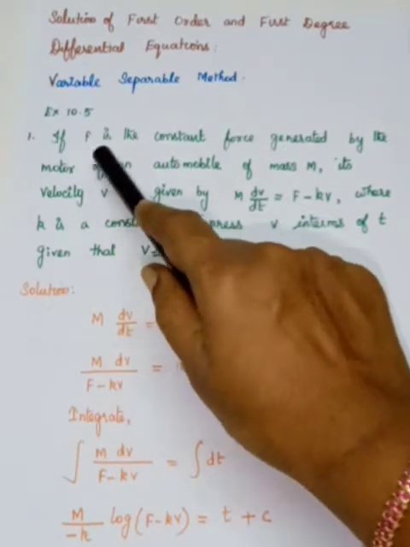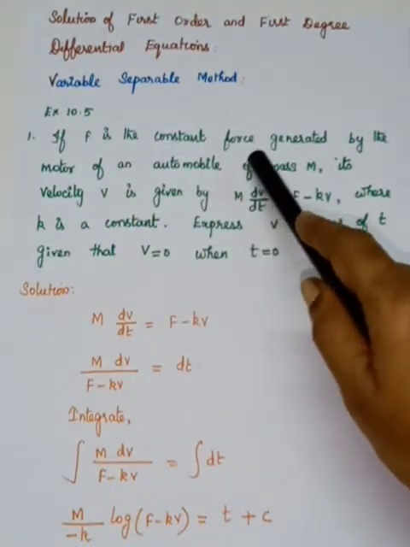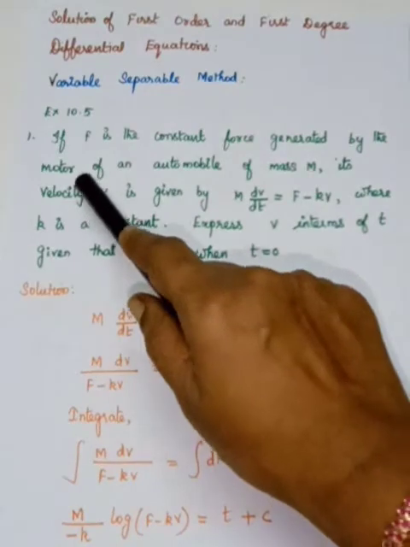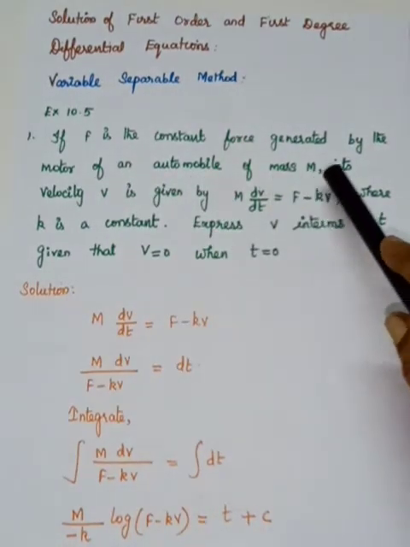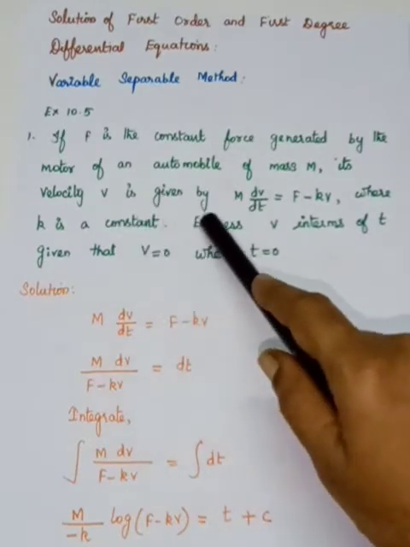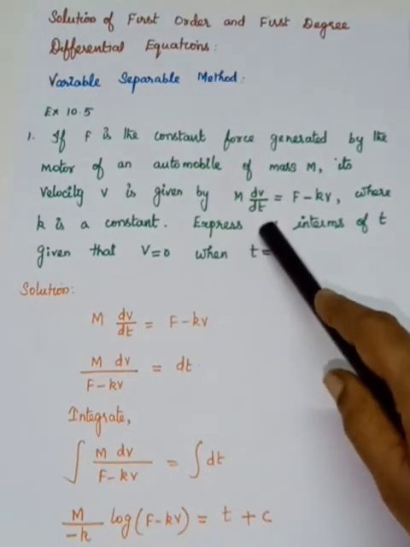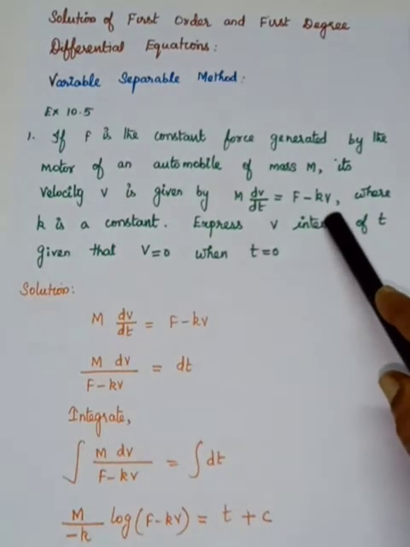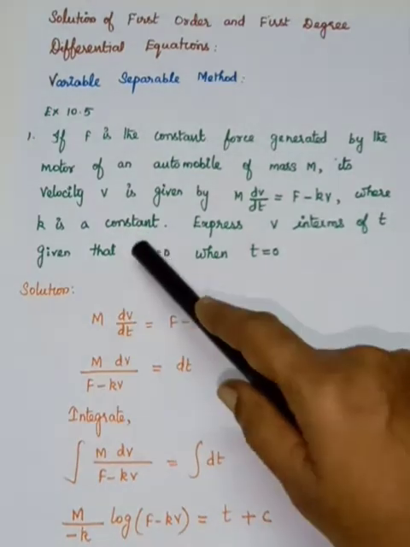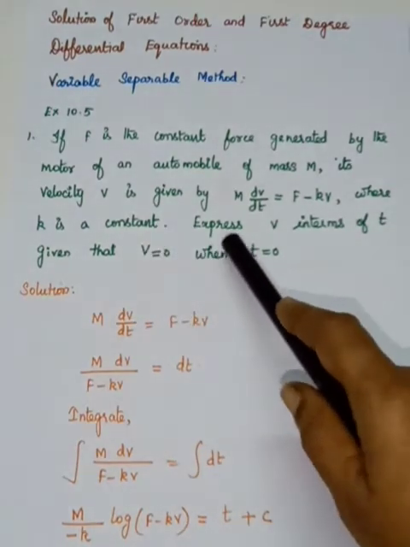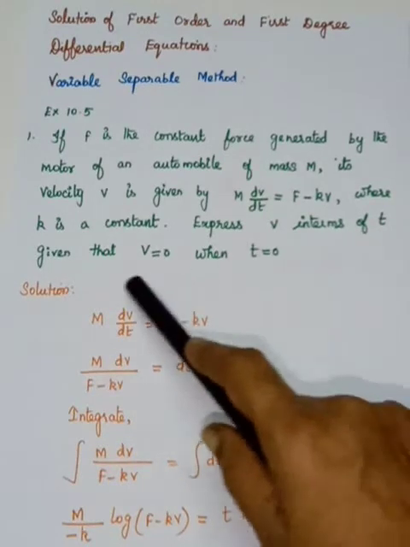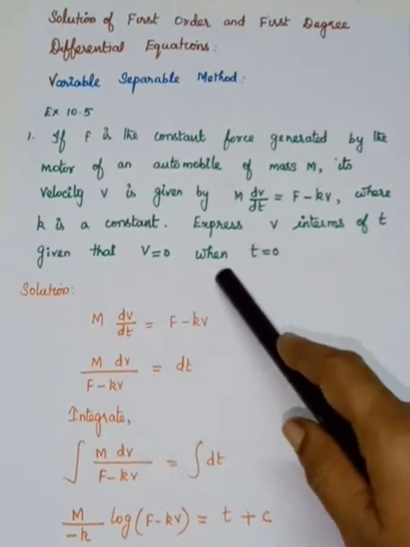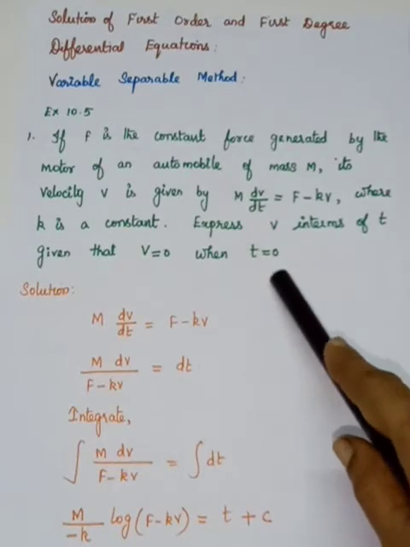If F is the constant force generated by the motor of an automobile of mass m, its velocity v is given by m dv by dt is equal to F minus kv, where k is a constant. Express v in terms of t, given that v is equal to 0 when t is equal to 0.